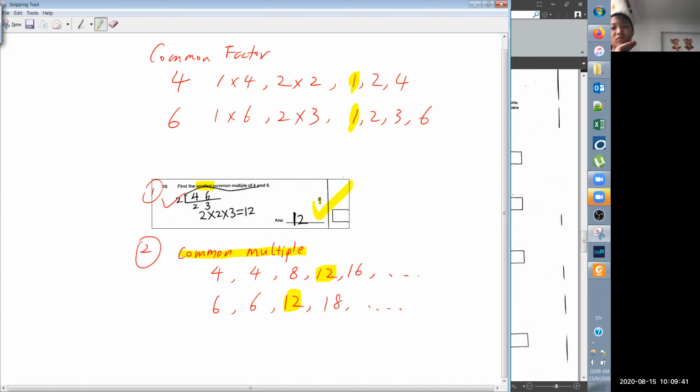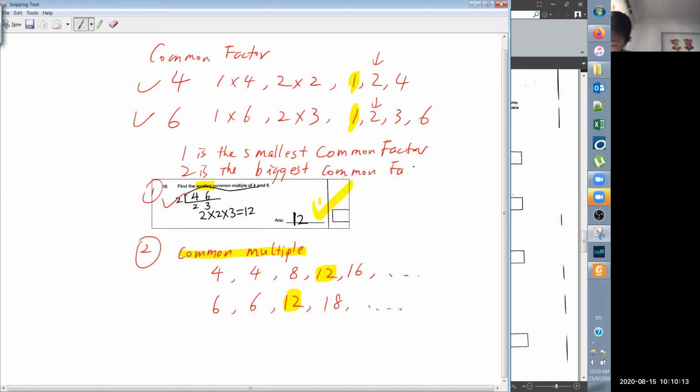Then what is the biggest? By the way, 1 is the smallest common factor. I'm talking about this question. Then the biggest common factor for this question is 2, right? Can you see? So 2 is the biggest common factor. Okay, so this is the way to find common factor.